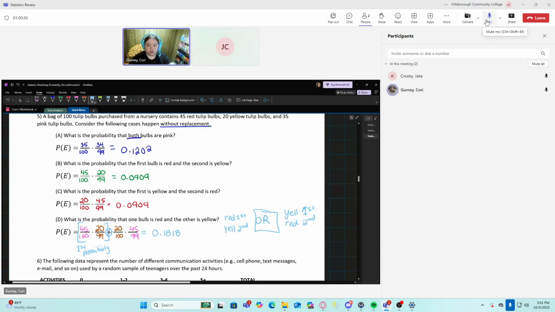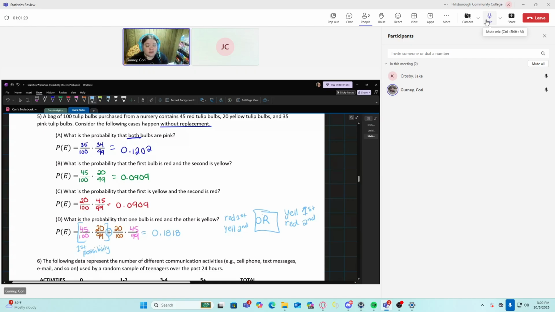So there's two types of probability we're doing here: the dependent multiplication and the mutually exclusive addition. Mutually exclusive means neither of these events relate to each other. Whether you're choosing a red first and a yellow second, or a yellow first and a red second, they don't have anything in common. So the likelihood of getting red first and yellow second is the same as getting yellow first and red second. Yeah, same probability.